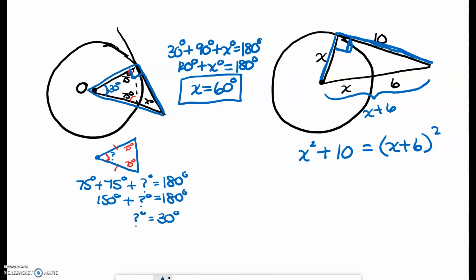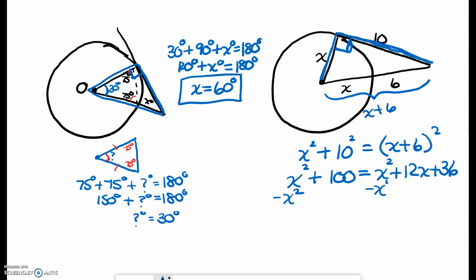Okay, so now we just need to figure this out. 10 squared is 100. When I square this binomial, I'm going to get x squared plus 12x plus 36. Now I'm going to subtract the x squareds from both sides, and that makes it really nice because my x squareds go away. When I subtract the 36, I get 64 equals 12x. And now I'm going to pause.